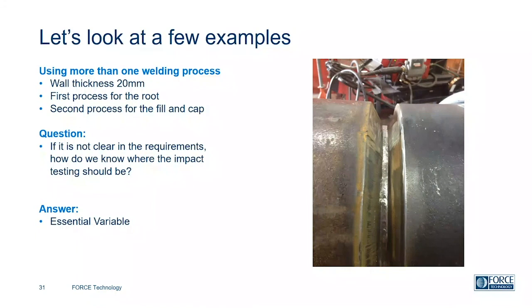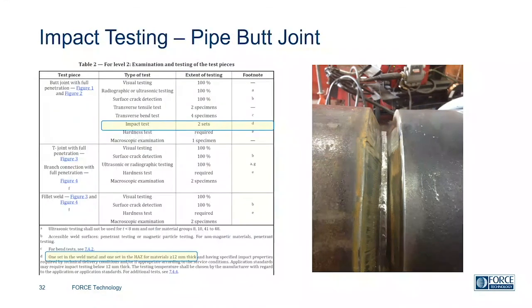So the question then is, if it's not clear in the requirements, how do we know where the impact tests should be extracted from? The question can be answered by, okay, let's look at the essential variable.